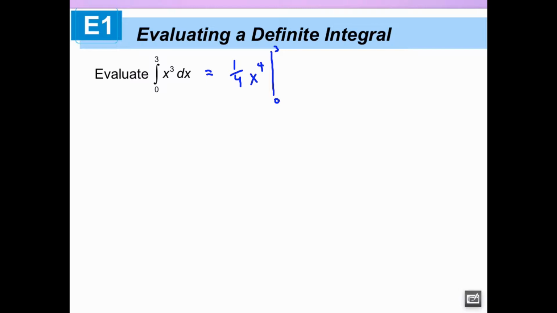Okay, so that means I've taken the antiderivative, but I haven't plugged in my numbers yet. Now plug in the numbers. One-fourth times 3 to the 4th minus one-fourth times 0 to the 4th.